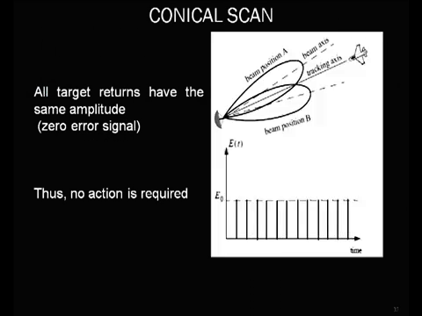Here you can see how conical scan will have the output signal if the beam axis and the target axis are the same. All target returns have the same amplitude under this condition, and there will be zero error signal. If that is the case, the antenna direction should not be changed, and here we say no action is required. In such a case, you can see the return pulses in the graph shown.